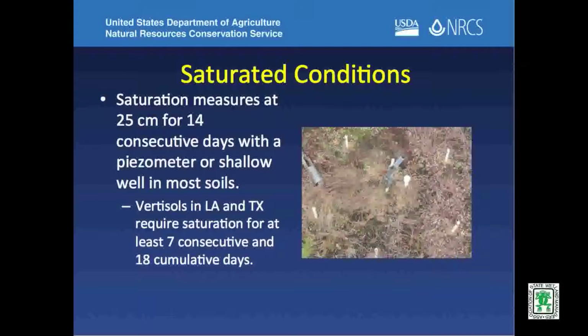The only difference is if you're in vertisols in Louisiana and Texas, the saturation criteria, you need at least 7 consecutive days of saturation and 18 cumulative days of saturation. Once again, when you're measuring the saturated conditions, you want to go out weekly, and then you'd need at least 3 measurements in a row to meet the 25 centimeter requirement to say that that was saturated for 14 consecutive days.